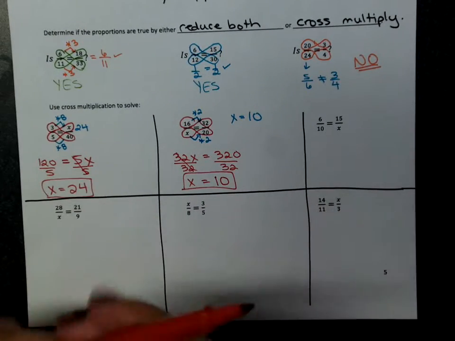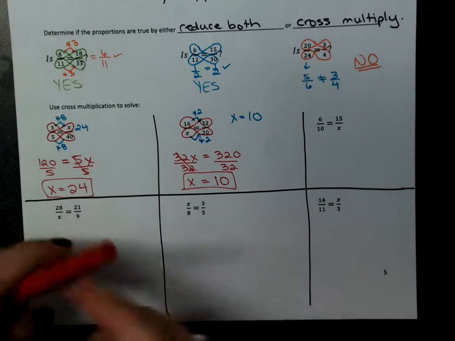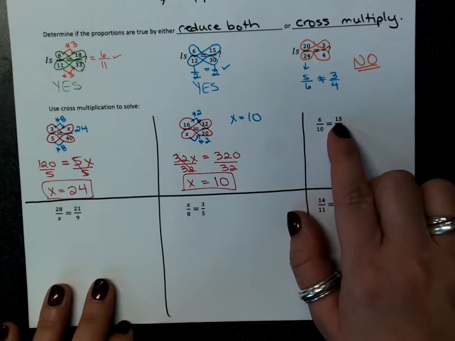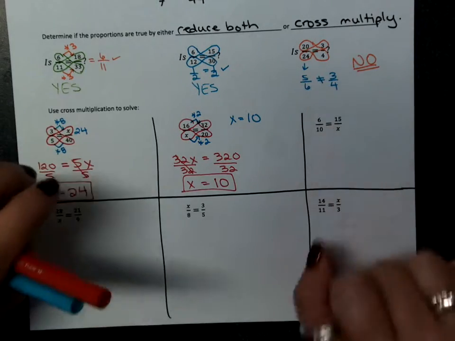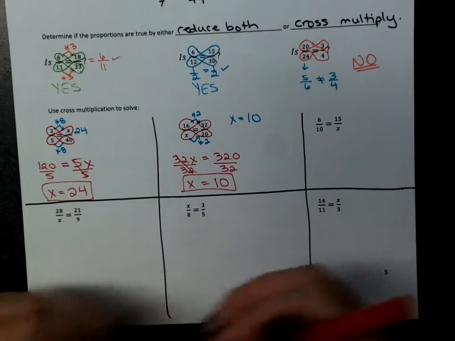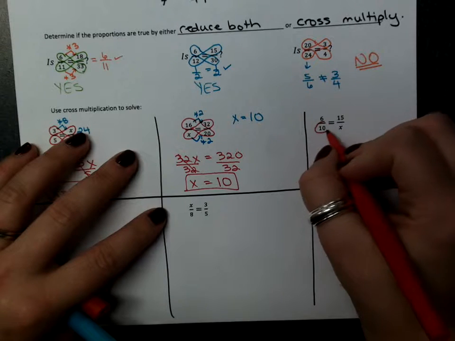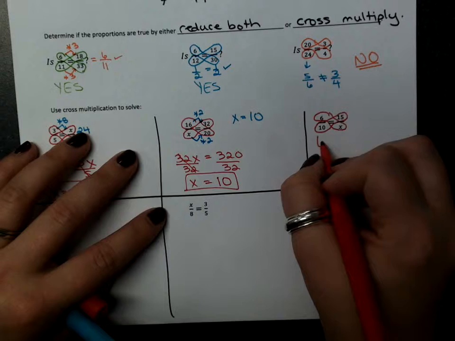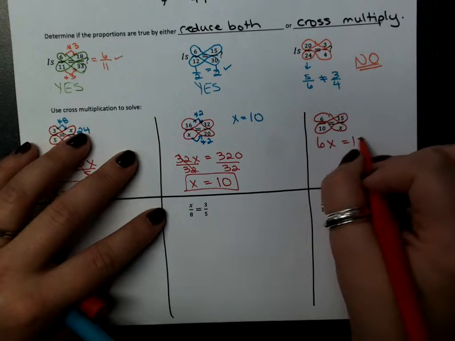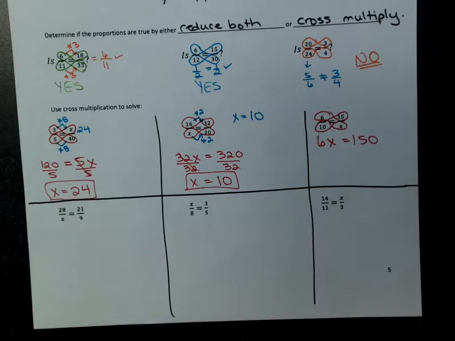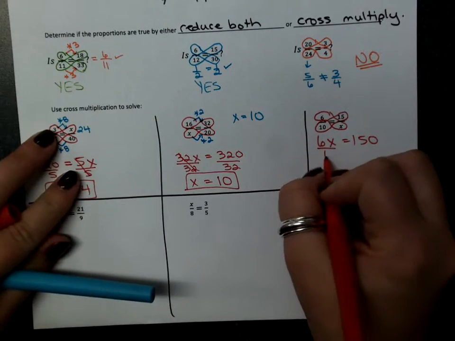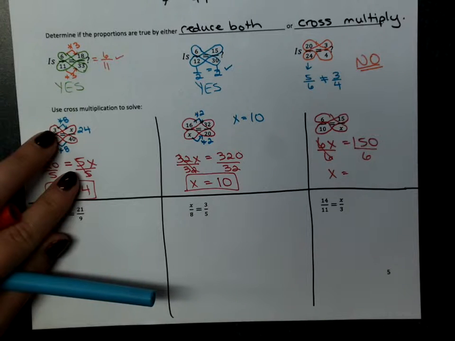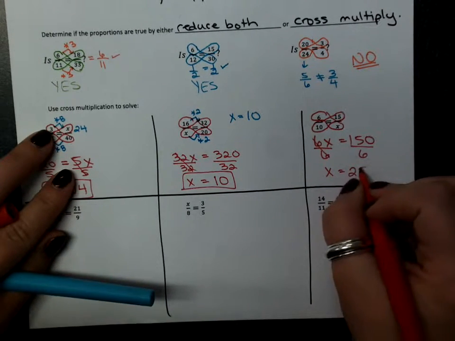This third example on the top row is one that is not so easy to use multiplication. So 6 times what is 15? Some decimal that we don't need to worry about. So this one, it's much easier to cross multiply. 10 times 15 and then 6 times x. So 6x equals 10 times 15, which is 150. And then all you have to do is divide by 6. And 150 divided by 6 is 25.